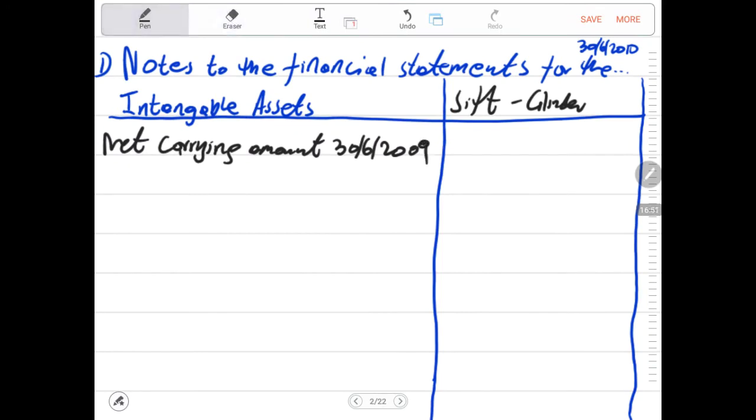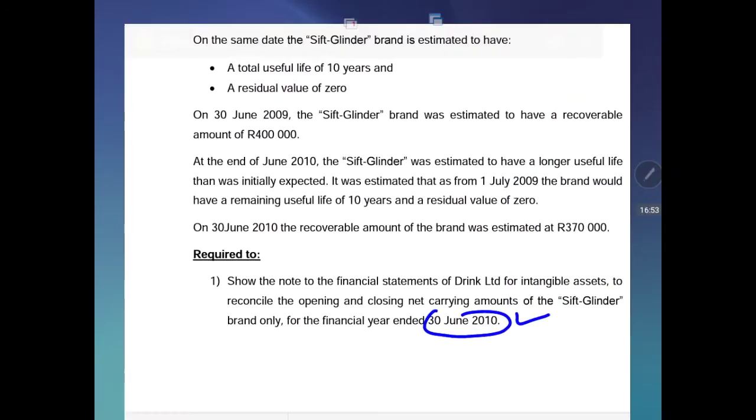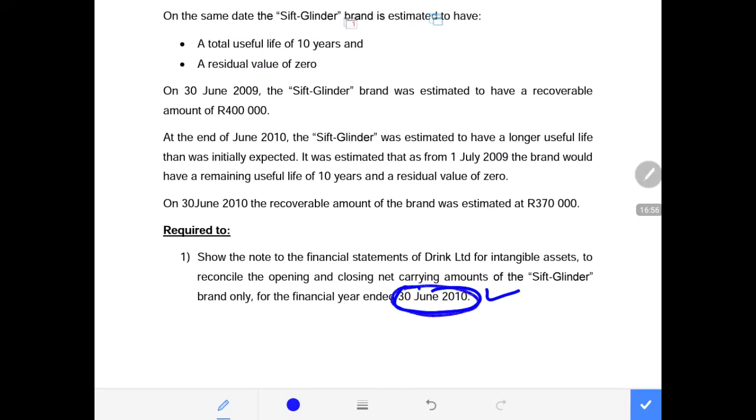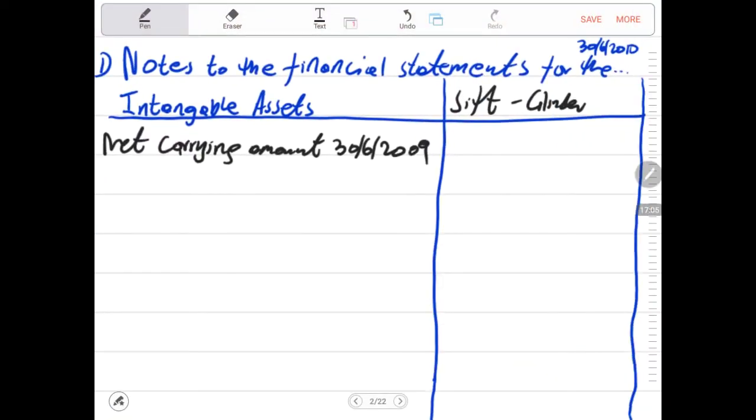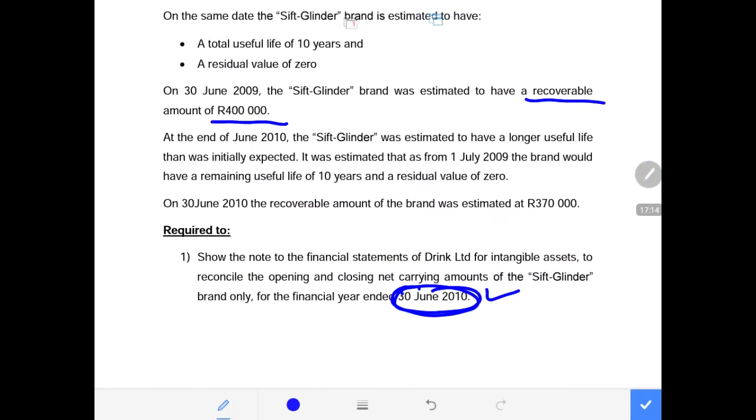So this is the previous year, meaning the year before the year of the requirement, meaning the year at the first recoverable amount that is provided for you. So now we go there and we say, first thing that you must do, the net carrying amount is the recoverable amount at that date, 400,000 rands. We are provided with the recoverable amount 30 June 2009. How much? It is 400,000 rands.